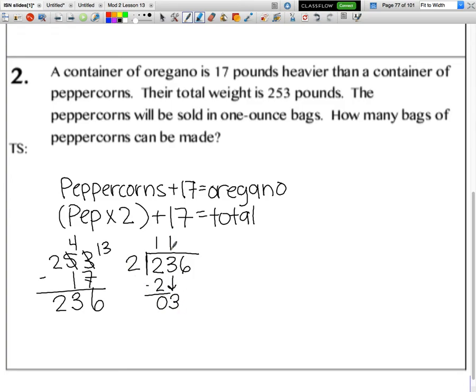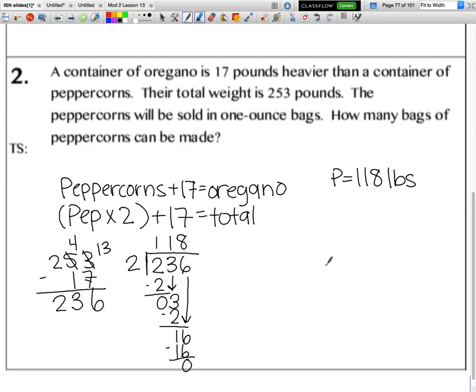2 goes into 3 one time. 1 times 2 is 2. Subtract 1, bring down your 6. 2 goes into 16 8 times exactly. And I have no remainder, so I know that I'm done. So I know that the weight of peppercorns, let's do peppercorns right here, equals 118 pounds.